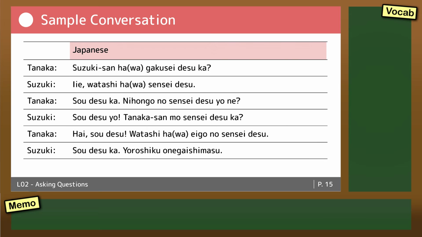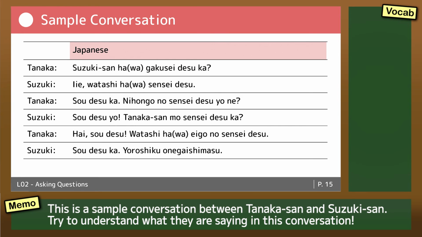Here is a sample conversation between two people, Tanaka-san and Suzuki-san. Try to understand and translate it.